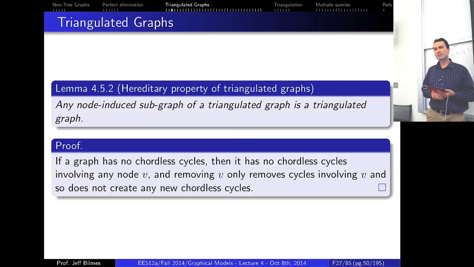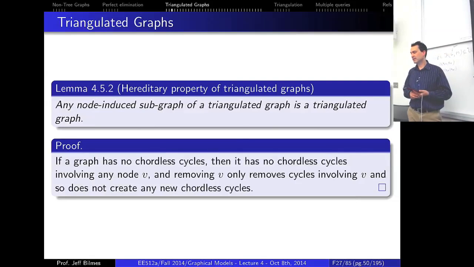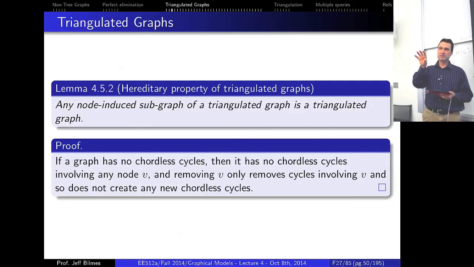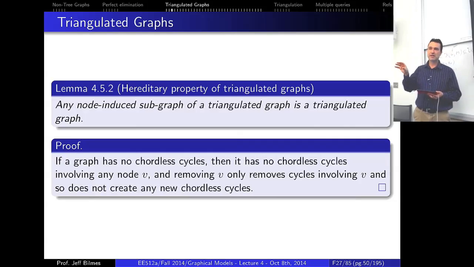Another important property is the hereditary property of triangulated graphs. It basically says the following: if you start with a triangulated graph, and you take any node-induced subgraph, so what is a node-induced subgraph? Basically, you choose a subset of the nodes, and then you keep any of the edges that reside between the nodes that remain.